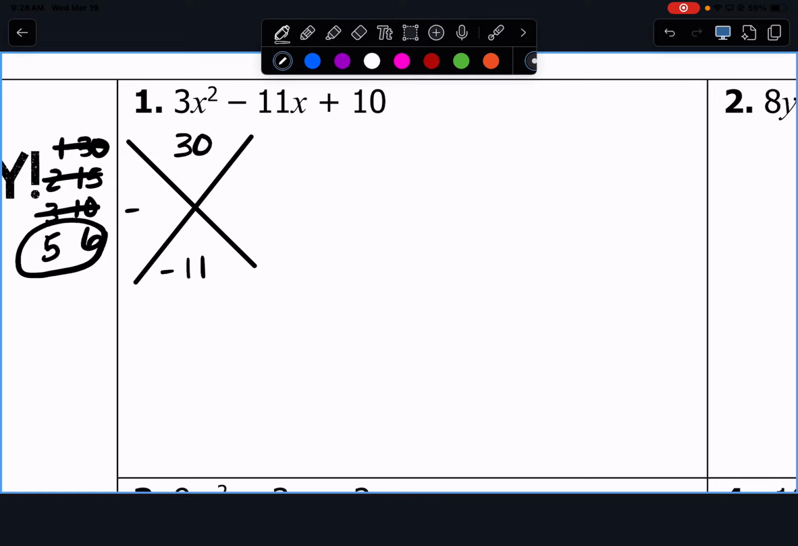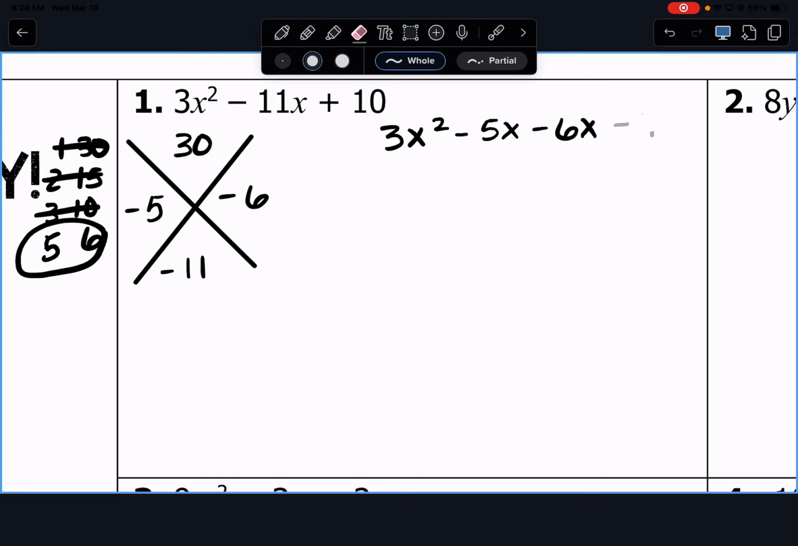Positive and negatives. I need what? Oh wait, you need both negatives. Both negatives. Okay, so then we do 3x squared minus 5x minus 6x minus 11. What can I group? Or it's plus 10, isn't it? Oops, my bad. Good catch. I was just testing, y'all. I didn't make a mistake. That was on purpose.